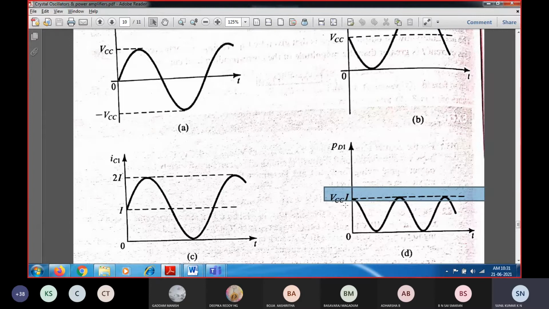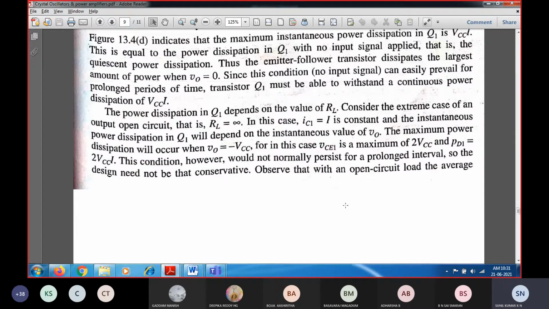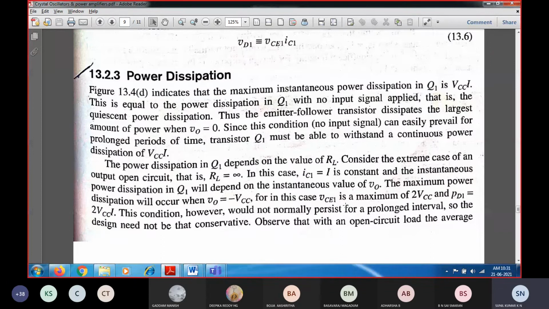So this VCC into I, when will it happen? When there is no input signal. For that instant, you will be getting the maximum power dissipation. So at the quiescent point, when the DC bias is operating at a quiescent point without any AC signal, at that instant, whatever power is dissipating, that amount of power dissipation is mentioned as VCC into I. That is nothing but instantaneous power dissipation, which is the maximum power dissipation.